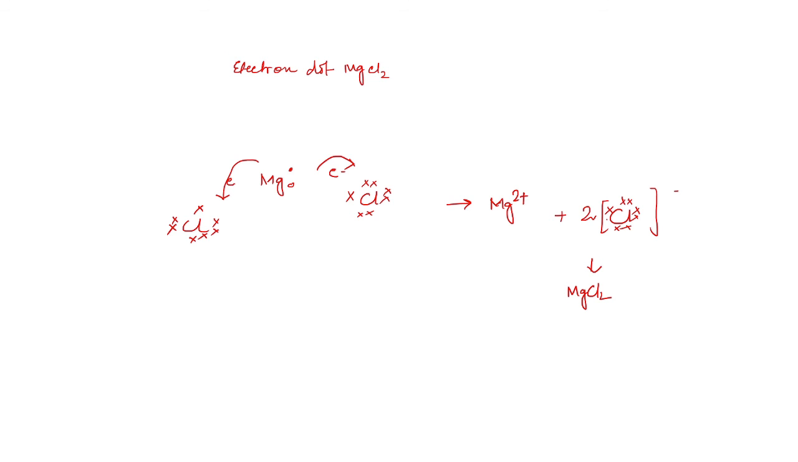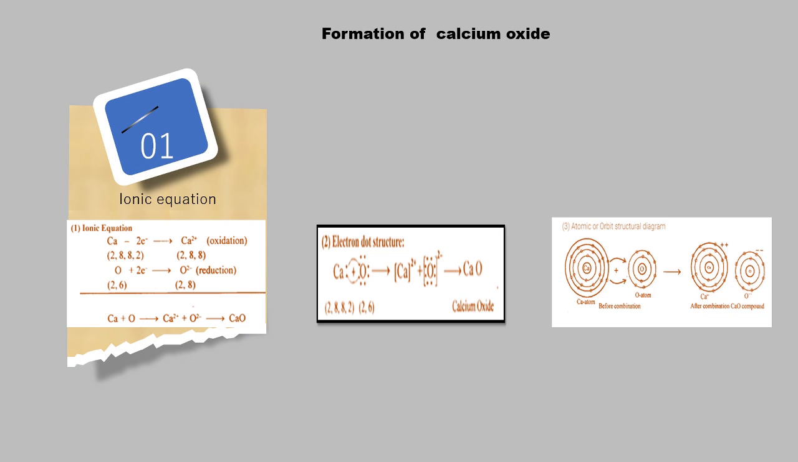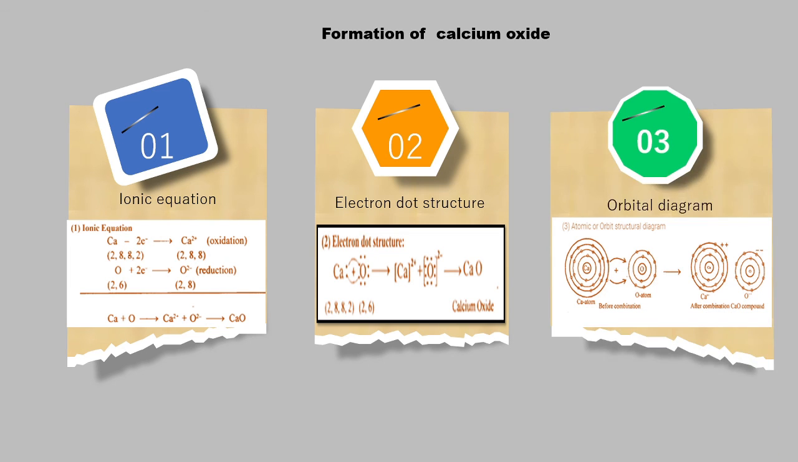Okay, the third example which is there in your syllabus is calcium oxide. Here also we will be seeing 3 ways to represent calcium oxide, and calcium oxide is formed when calcium transfers 2 of its valence electrons to the oxide ion. You all know that calcium has the electronic configuration of 2,8,8,2 as seen from the ionic equation. So it has 2 valence electrons, it will donate 2 electrons and it will form calcium 2 plus. It will have the electronic configuration of 2,8,8 which is of argon, the noble gas.